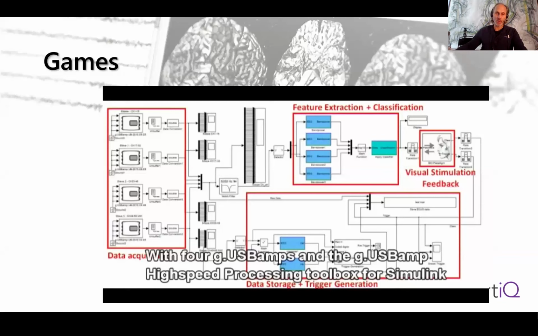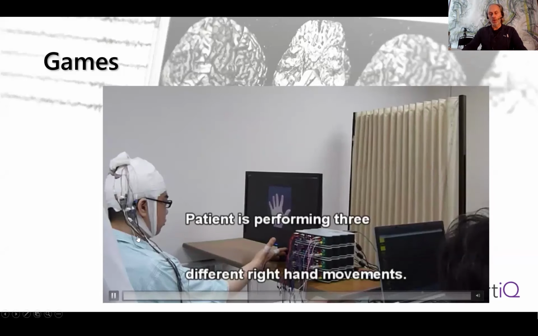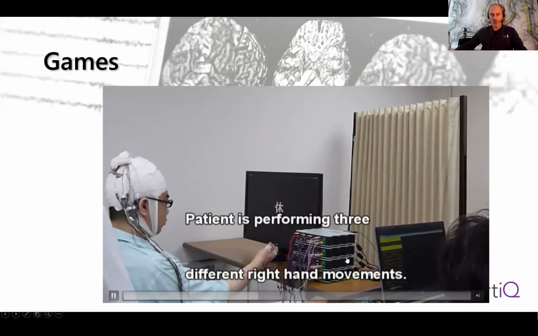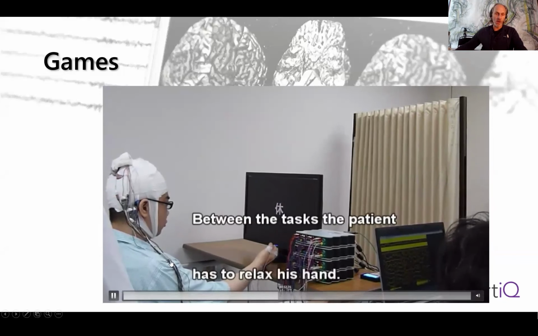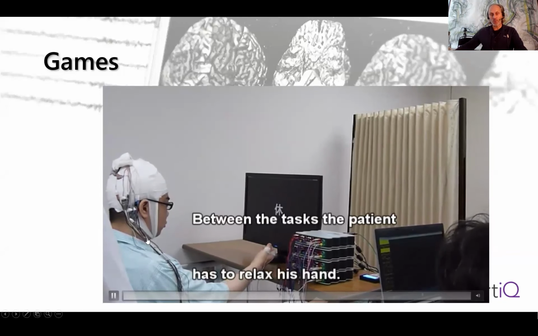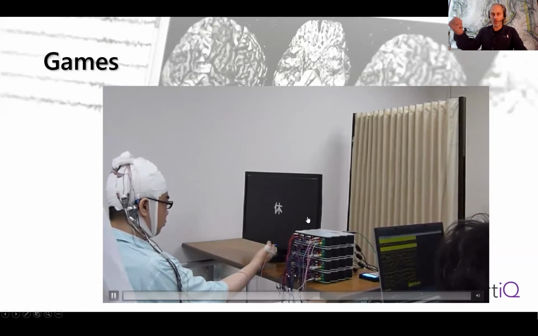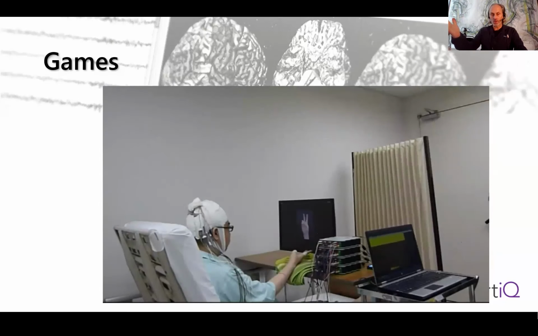You can see we used MATLAB and Simulink for doing all the real-time processing. On the left-hand side, we are reading in the data from 4 USB amps. You can see they are stacked above each other. They can be used for invasive recordings. And here you can also see the cables coming out of the epilepsy patient. And in front of him, we have instructions like making a fist, making fingers straight, showing the peace sign.